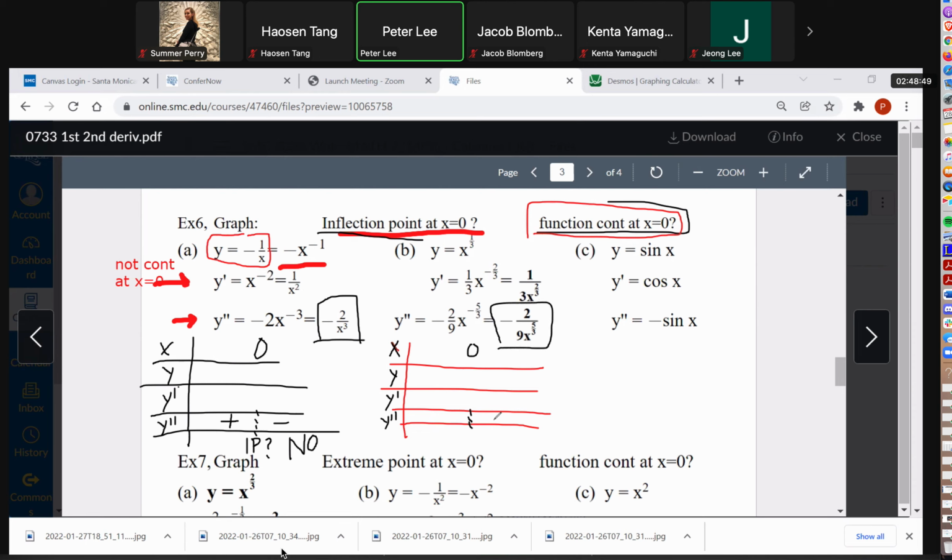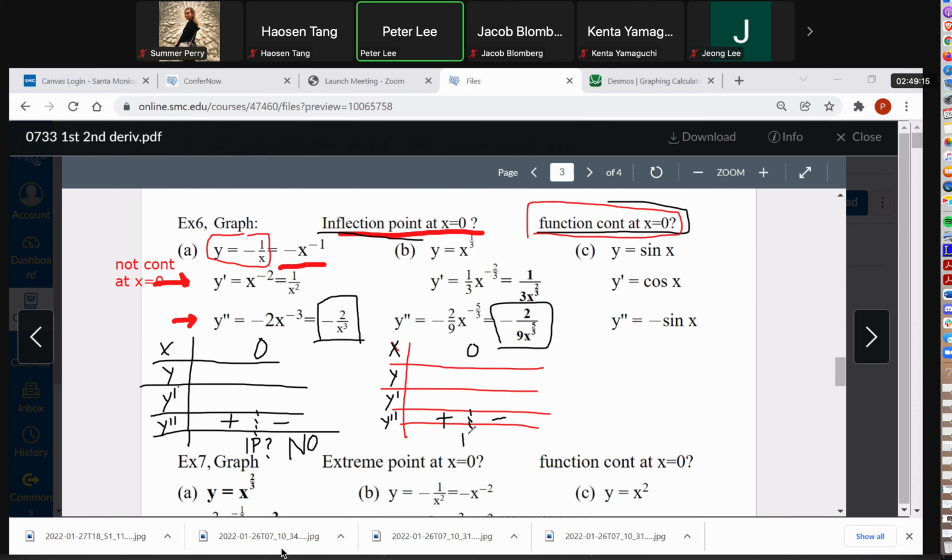Now, when x is positive, this is positive. This should be negative, because this guy is positive here and negative here, so it's negative. When x is negative, it's an odd power, and then negative, so that would be a positive. At x equals 0, the y double prime is undefined.